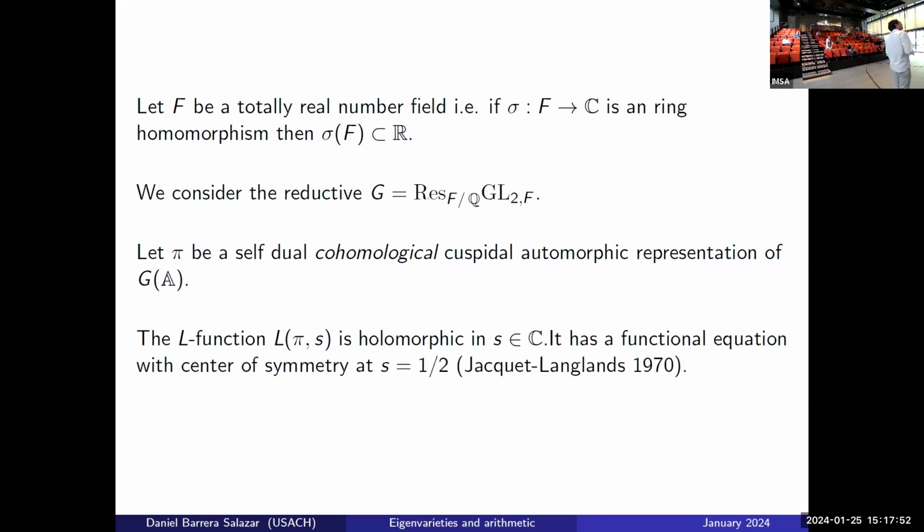Okay. You also have a functional equation like the Riemann zeta function. And the center of symmetry of the functional equation is s equal 1/2. Also, the functional equation relates s and 1 minus s. Okay. And this was proven in the 1970s by Jacquet and Godement.